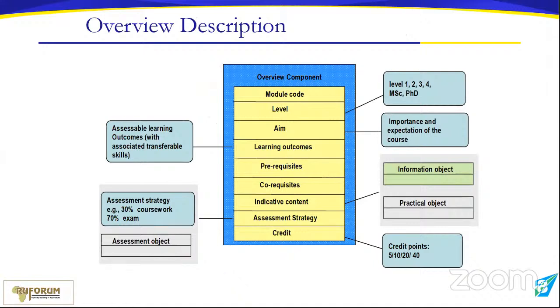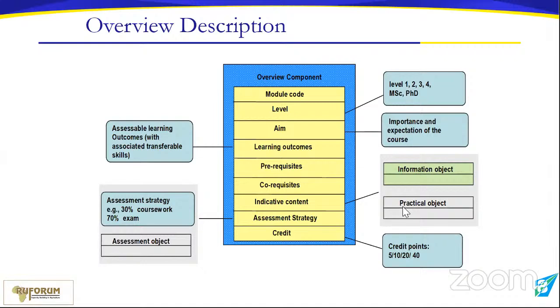Let's now drill it down to something easier that you can actually relate to. So you can see now your component module: there's a level, there's IM, learning outcome, prerequisite, requisites, indicative content, assessment strategy, and any credits to be given. So you can see the level of the module. Is this a master's, a PhD, a bachelor's? If it's bachelor's, which year, year 1 up to year 4? The IM focuses on the importance and expectation of the course. And then we go to indicative content, which was called the information object.